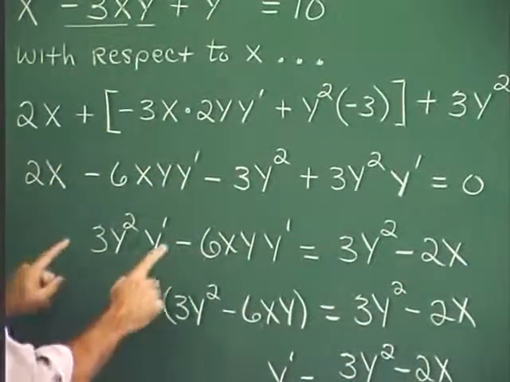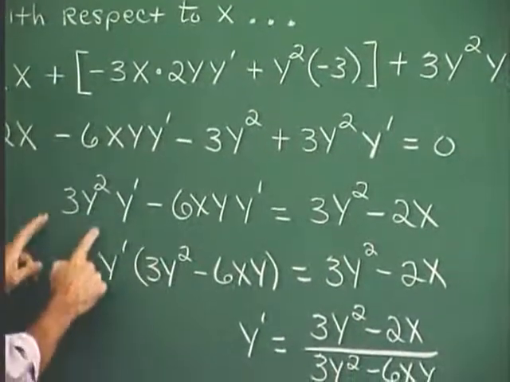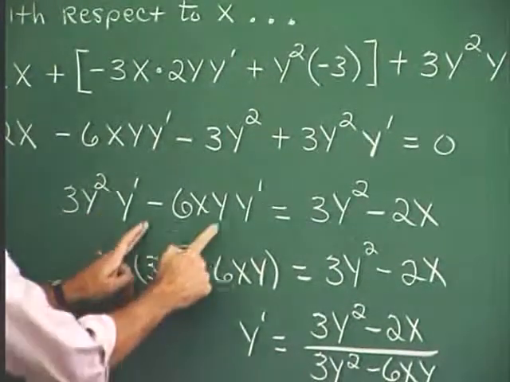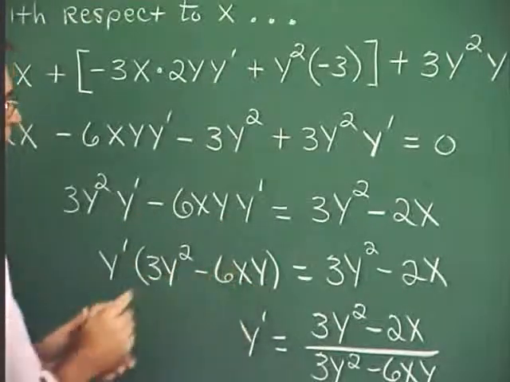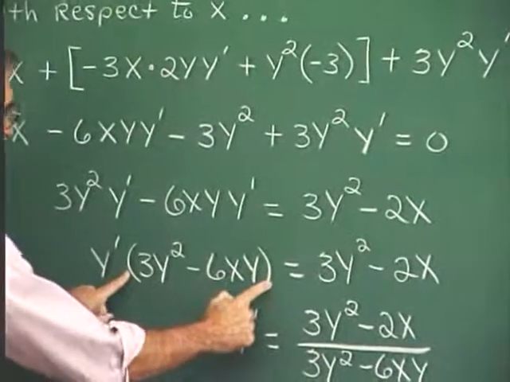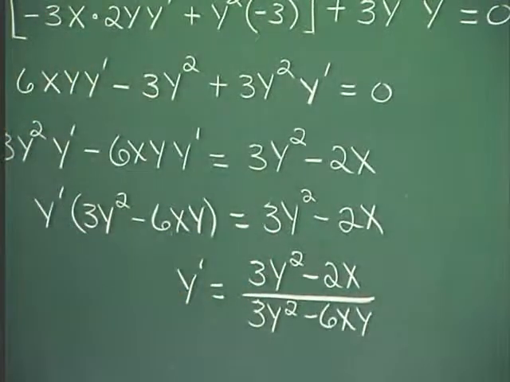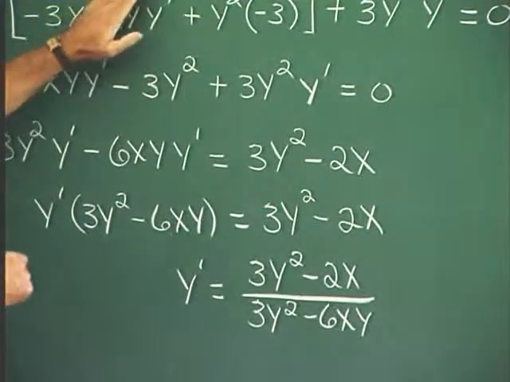All right, now I'm factoring the y prime out of these two terms. When I snag y prime out, I'm left with 3y squared minus 6xy. And on the right, I have the binomial. Now I divide on both sides by this binomial, and I get this. Okay, so that's implicit differentiation with respect to x.